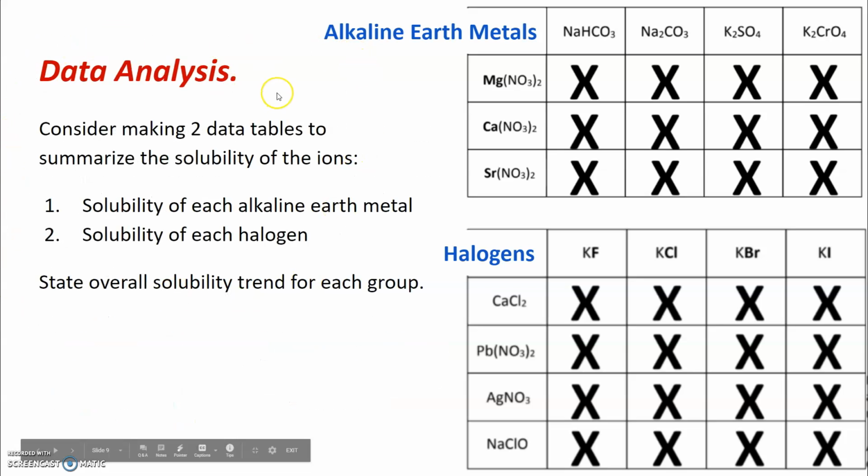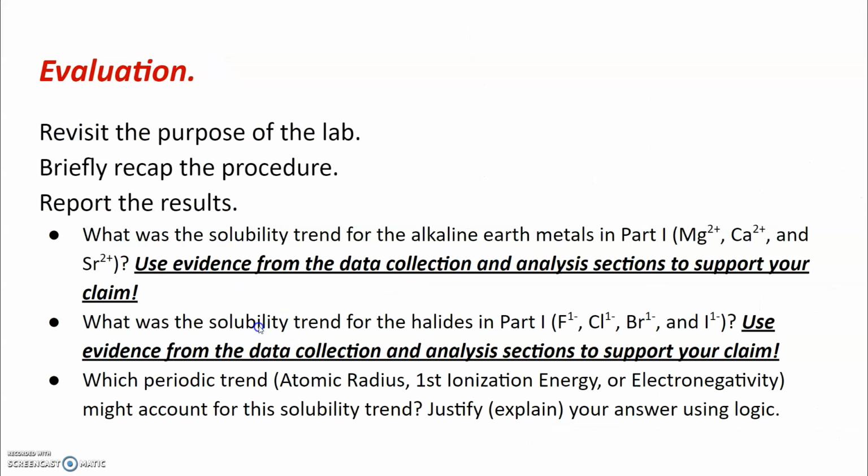Okay, for data analysis, consider making 2 tables again to summarize the solubility of the ions. So, solubility of each of these ions: magnesium, calcium, and strontium, and then fluorine, chlorine, bromine, and iodine. And then you will state the overall solubility trend for a group. So you could really just make tallies and just say, okay, magnesium precipitated 3 times, or calcium made a precipitate twice. And then you can try to state an overall trend for each group based on that information.